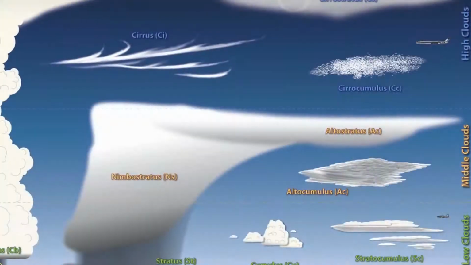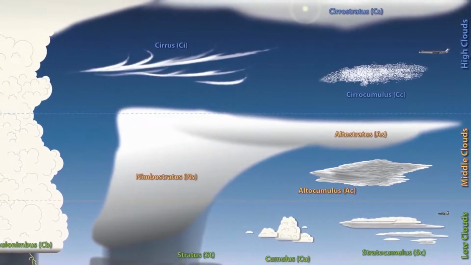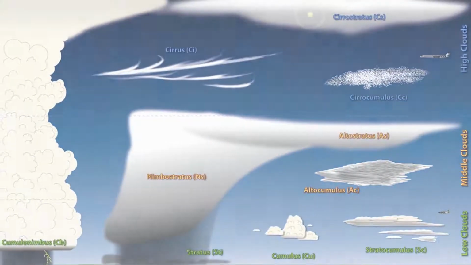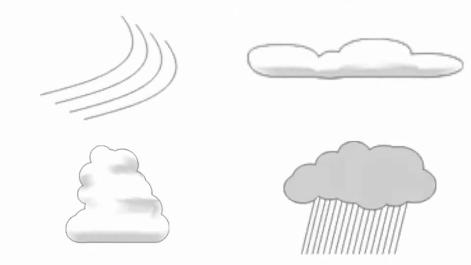Clouds are categorized by their structural characteristics and the height in the atmosphere at which they develop. The 4 main forms of clouds that we'll talk about are cirriform, cumuloform, stratoform, and nimboform. There can be different combinations or hybrids of each of these cloud types.